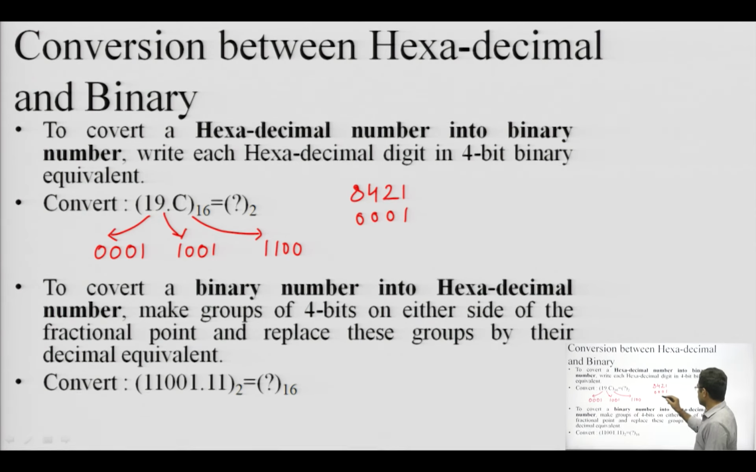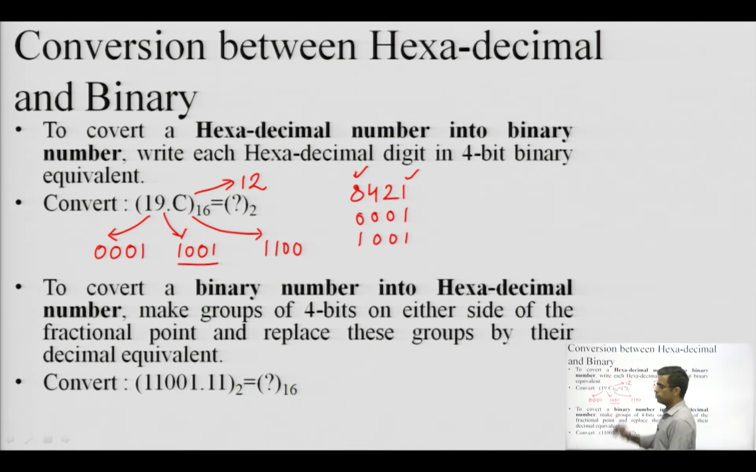Similarly, to represent 9 I will be using 8 and 1, 8 plus 1 will make 9. So, I will be using these 2 weights to measure 9. That is why 9 is being represented by 1001. Similarly, this C is actually equivalent to 12. C is the representation form, but actually its value is 12. So, to write 12 it will require 8 plus 4. That is why 1100.